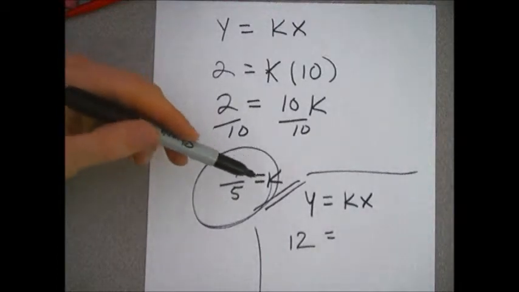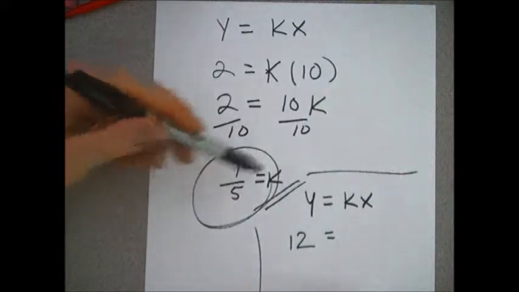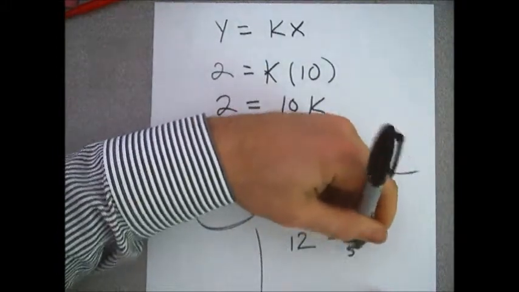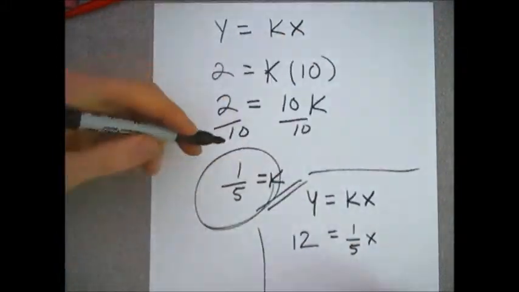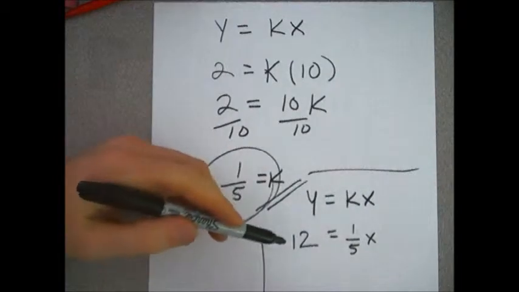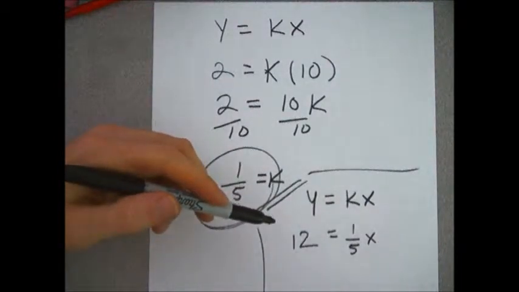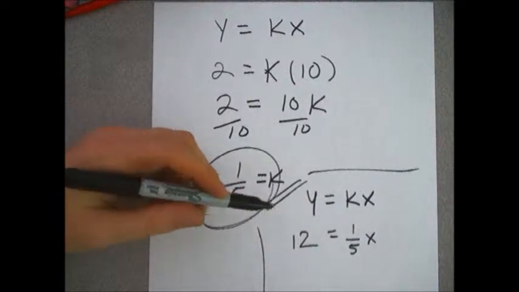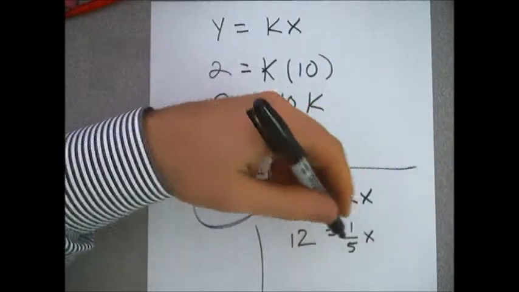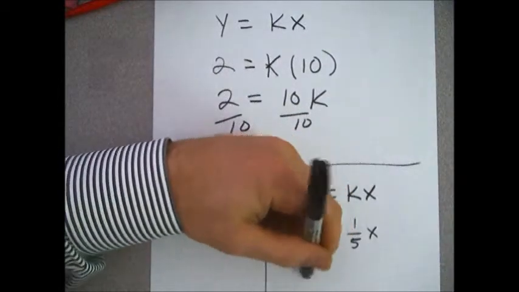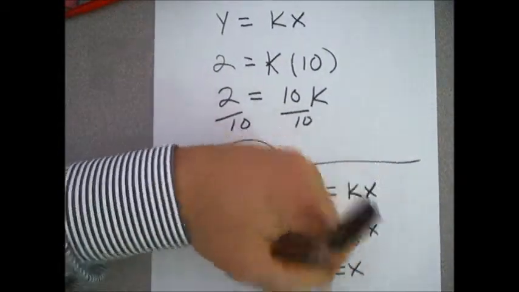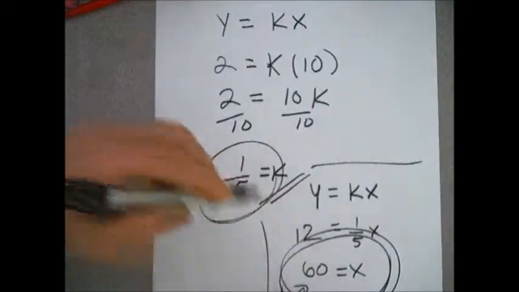So y is 12. They tell you that. K, we figured it out, is what? 1/5. And what am I looking for? X. So now I have this equation, algebra 1. 12 equals 1/5 x. Solve that by doing what to both sides? Multiplying by 5. Correct. So if I multiply both sides by 5, what do I get? 60 equals x. The answer to your problem is 60.